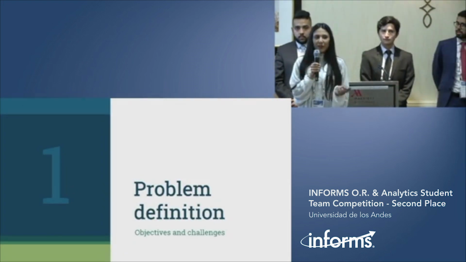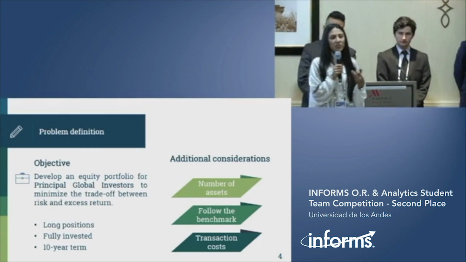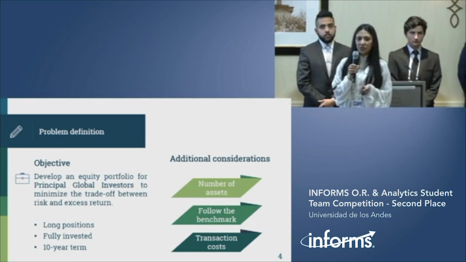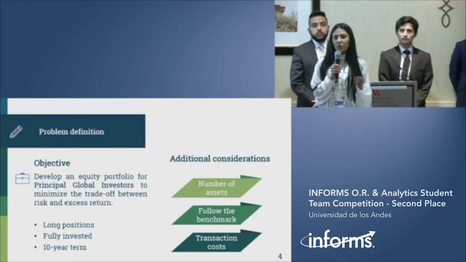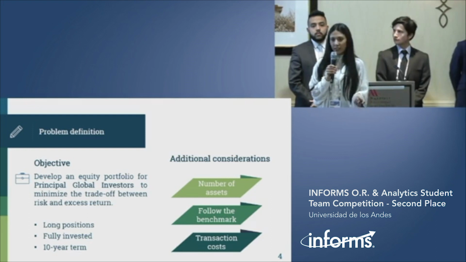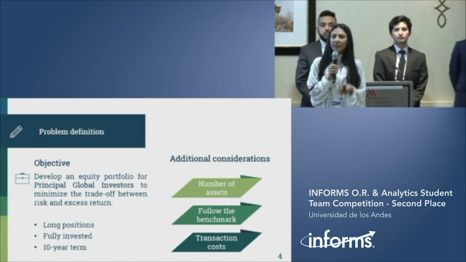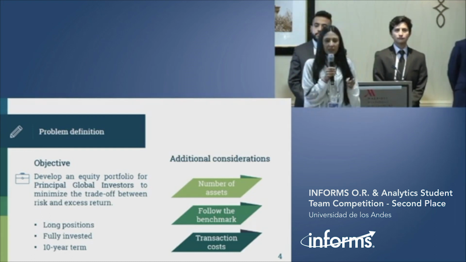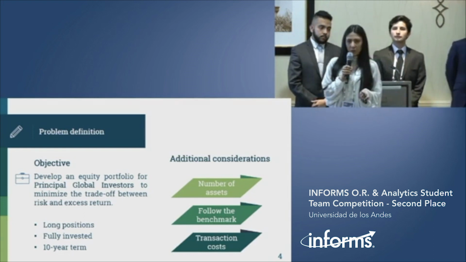So we'll first start with the problem definition. The objective of this problem was to determine a fully invested equity portfolio consisting of long positions for principal global investors to minimize the trade-off between risk and expected excess reward. The time horizon for this problem was a 10-year term starting the 3rd of January of 2007, and this problem included additional extensions to the Markowitz mean variance optimization framework.